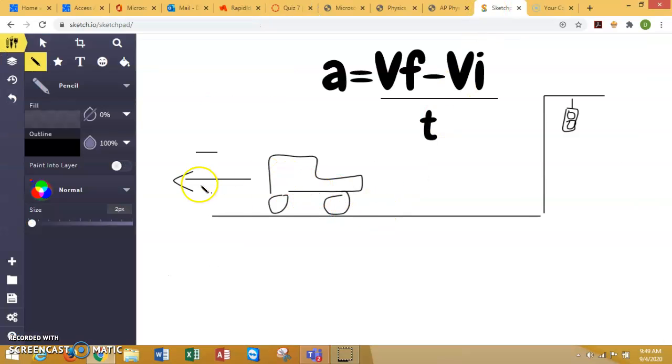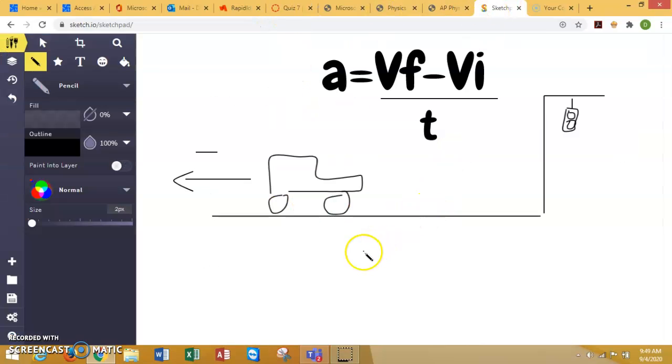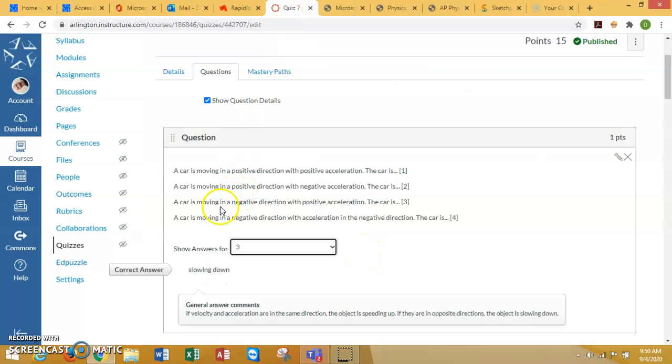What does this mean? Well, now it's moving to the left. That's the negative direction. Maybe they put the car in reverse. It's going to the left. It has a positive acceleration. Okay, so what does this mean? Well, on the key here, it says if the car is moving in the negative direction with positive acceleration, it's going to be slowing down.